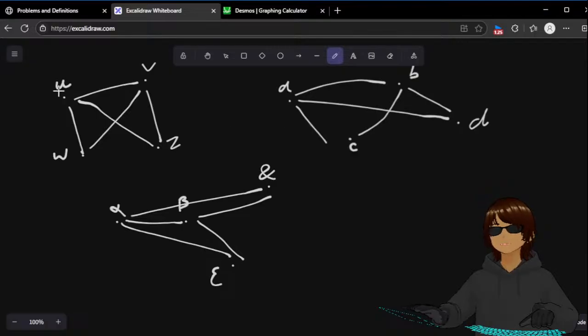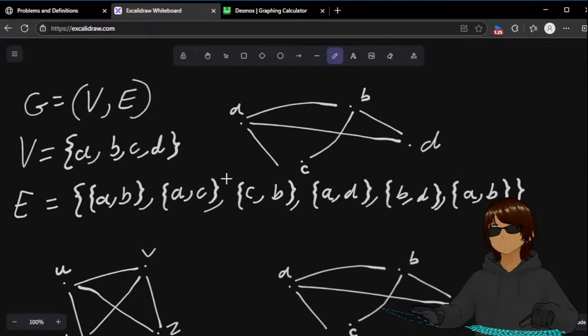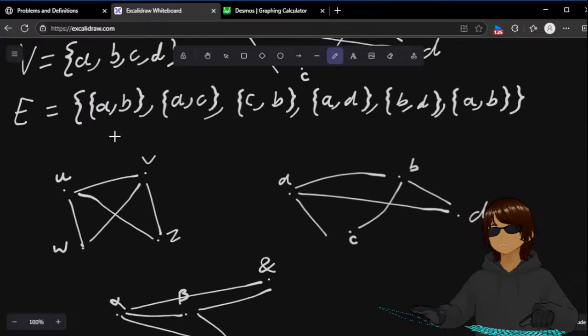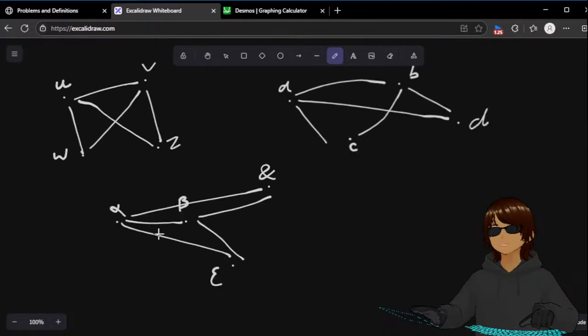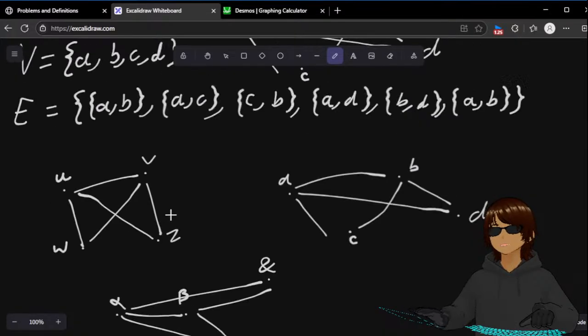And yeah, you can assign u to alpha, v to beta, w to epsilon, z to delta, and then get this graph back.